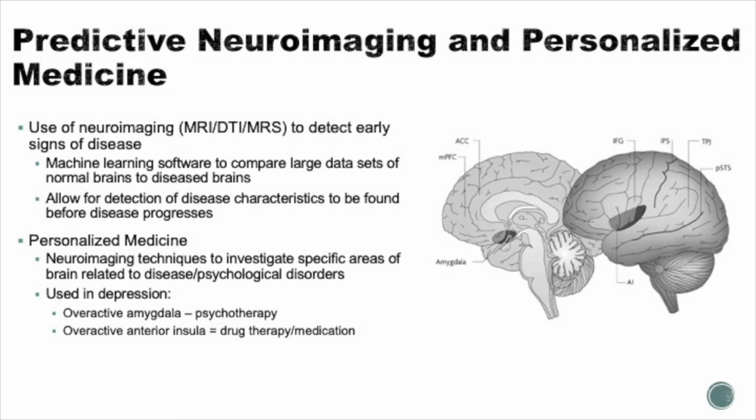Whereas if another person were to go through the MRI or DTI and they had found that they have an overactive anterior insula, which is shown here as AI, which is more on the cortex, they would prescribe this person drugs or medication to help them with their symptoms. So this personalized medicine can really help individuals get the care that they need based on their neurological phenotypes that's seen in the brain through MRI or DTI.